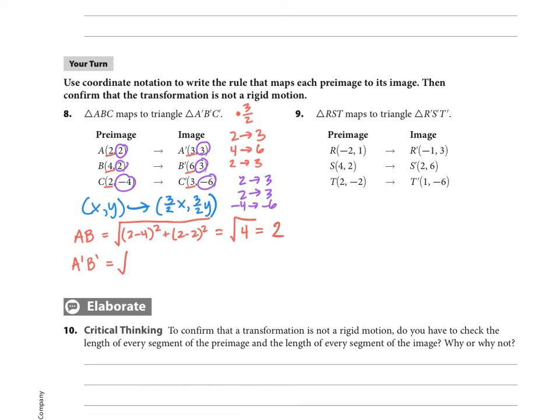And for A prime B prime, same deal here, 3 minus 6, that's the x's, and then add that with 3 minus 3, which gives us 0. So 3 minus 6 is -3. That's the square root of 9, which is 3. So that means not a rigid motion. That's what that proves for us. And try number 9. Go and pause it.